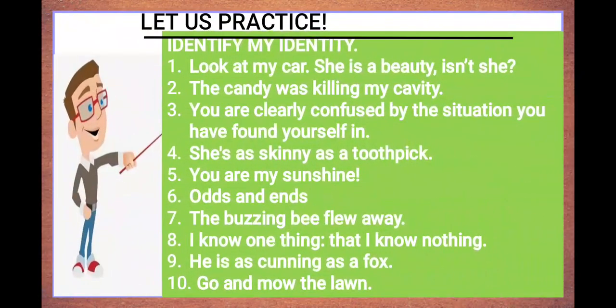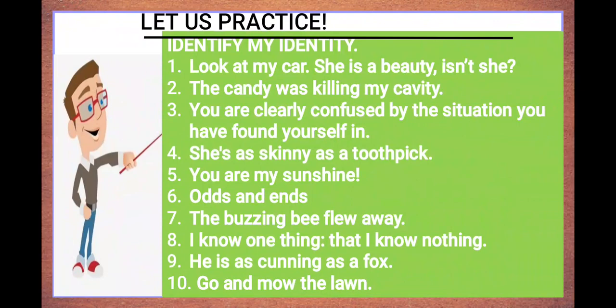Now let's practice. Identify my identity. So here there are 10 questions. First, look at my car. She's a beauty, isn't she? The candy was killing my cavity. You are clearly confused by the situation you have found yourself in. She is as skinny as a toothpick. You are my sunshine.